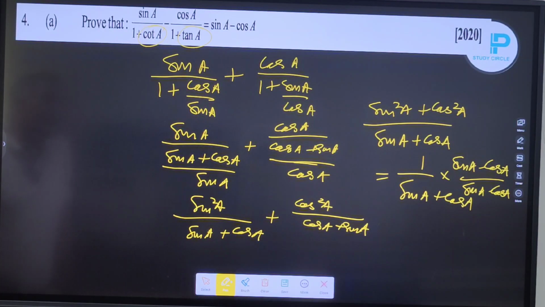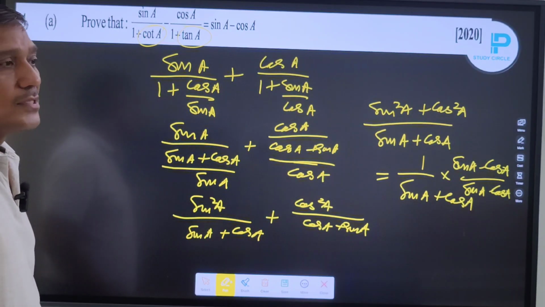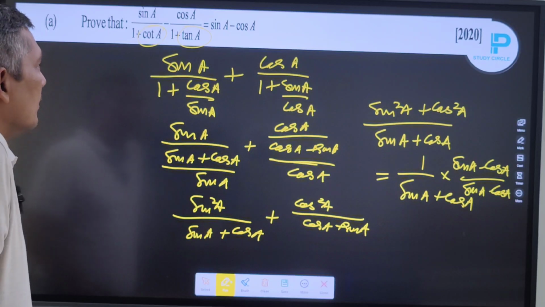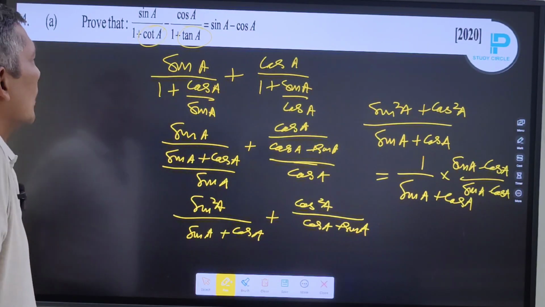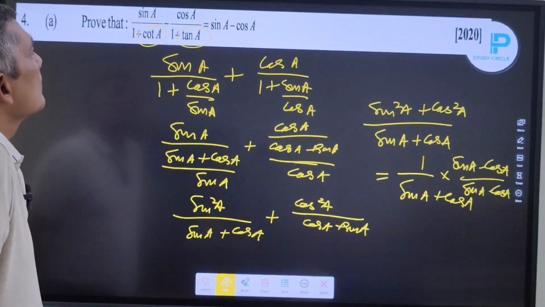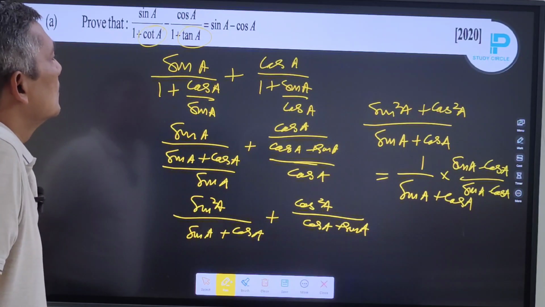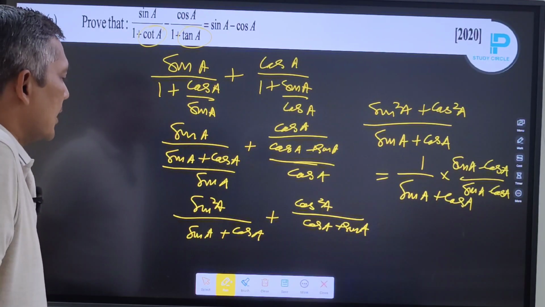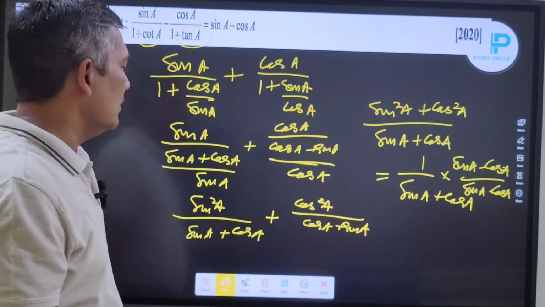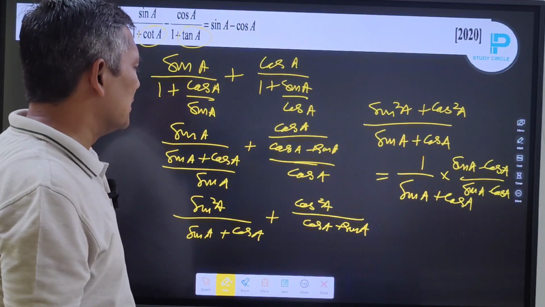This might give me the value of sin A minus cos A in numerator and sin square A plus cos square A in denominator. That becomes sin A minus cos A upon 1, and that is the answer I require in this question. Now let me change this question and solve once again. I have done some mistake in the question.